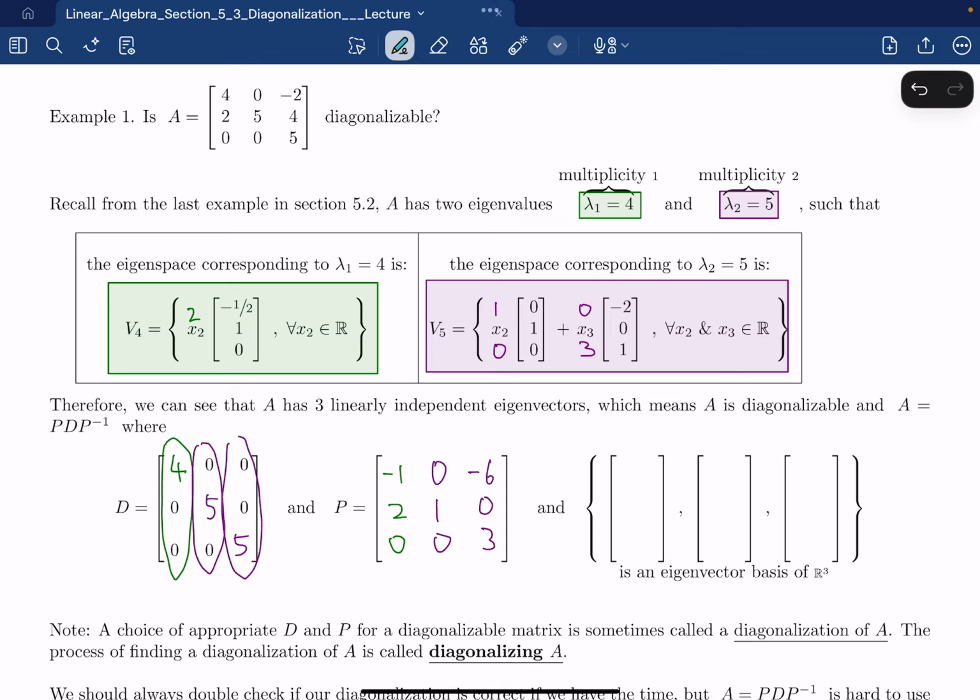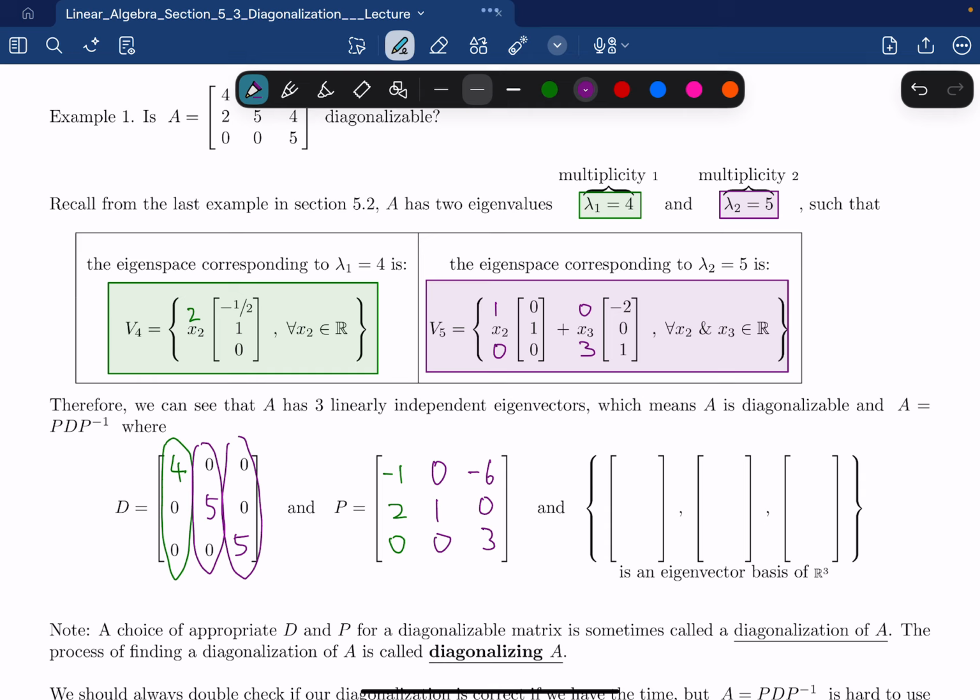Okay. Furthermore, because P is invertible, we know that the columns of P are linearly independent. Therefore, if we take these columns, they are a basis of R3, and by our definition, negative 1, 2, 0, 0, 1, 0, negative 6, 0, 3 forms an eigenvector basis of R3. Now this one is a little bit of extra icing on the cake, if you will, to make a little connection from the previous videos, previous lectures, but still that's something that we can do.